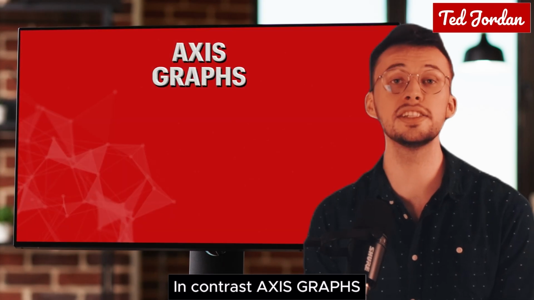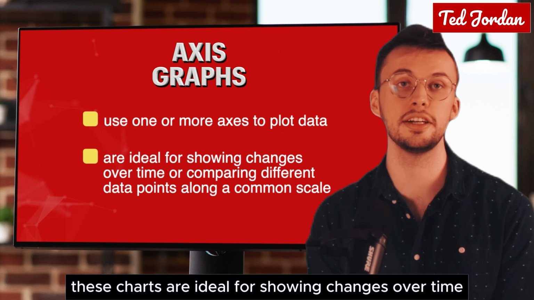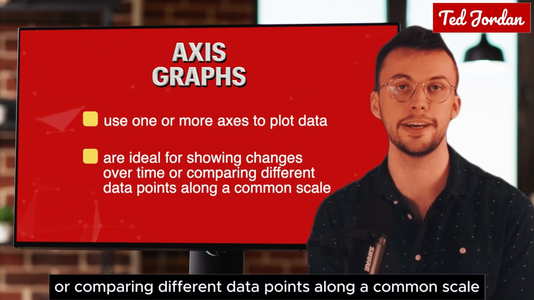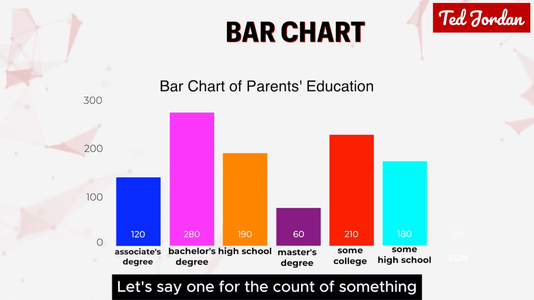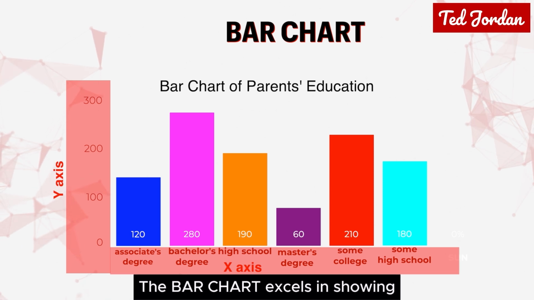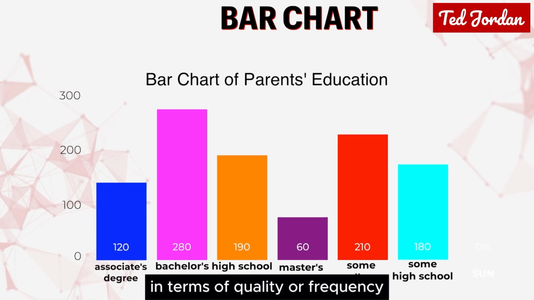In contrast, axis graphs use one or more axes to plot data. These charts are ideal for showing changes over time or comparing different data points along a common scale. The bar chart is a classic example. It typically has two axes, let's say one for the count of something and another one for different categories. The bar chart excels in showing how different categories compare in terms of quantity or frequency.